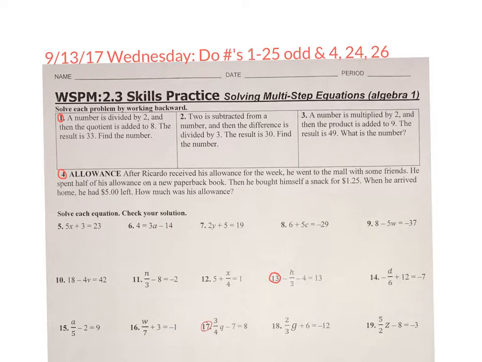So here's our worksheet, WSPM 2.3. It is a homework assignment. It's on the back wall right there. 9/13/17. It's Wednesday. We are doing numbers 1 through 25 odd, right? That's 1, 3, 5, 7, 9, etc. And we're also throwing in number 4, number 24, number 26.